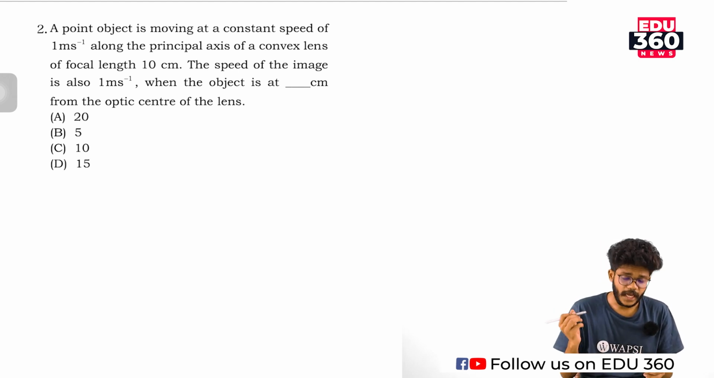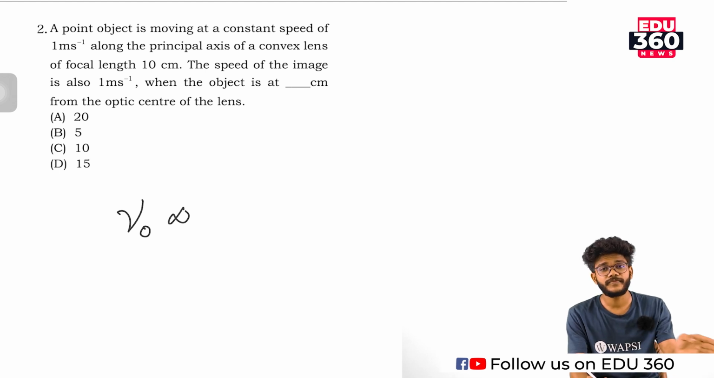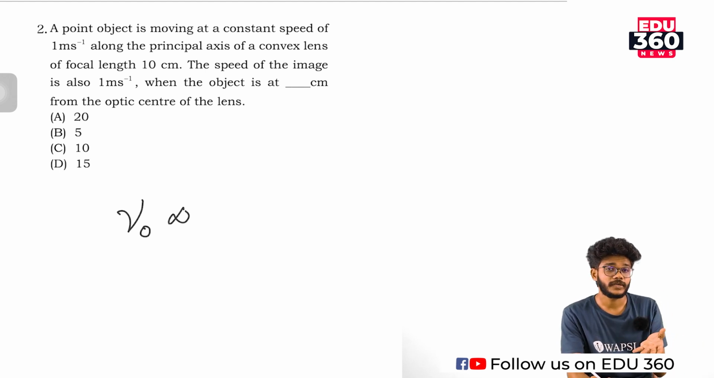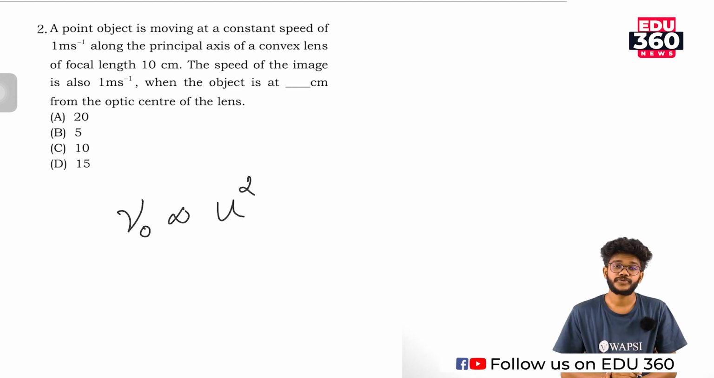So do we have an equation? Yes, the velocity of the image is proportional to the square of the distance of the object, if I am observing the velocity and the distance of the object measured as u, proportional to u squared.